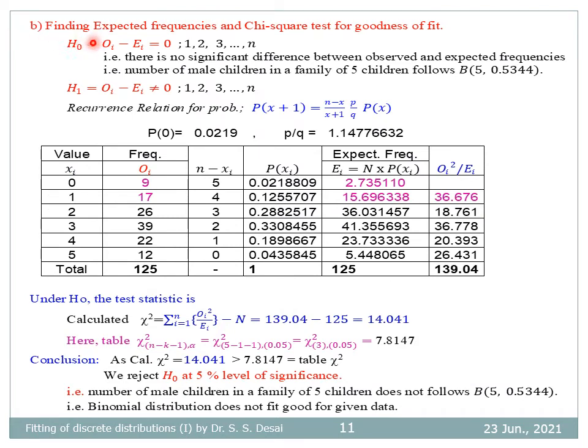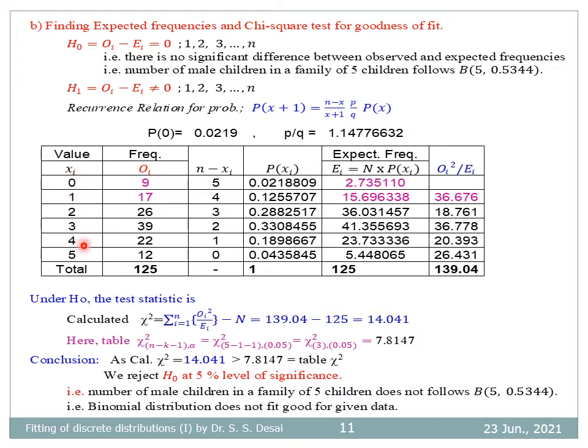The second part, test for goodness of fit. As usual, H0 is Oi minus Ei equal to 0, that is, there is no significant difference between observed and expected frequencies. In the words of the problem, the number of male children in a family of 5 children follows binomial (5, 0.5344). H1 is Oi minus Ei not equal to 0. The recurrence relation for probabilities is P(x+1) equal to (n minus x) divided by (x plus 1), p by q into P(x).